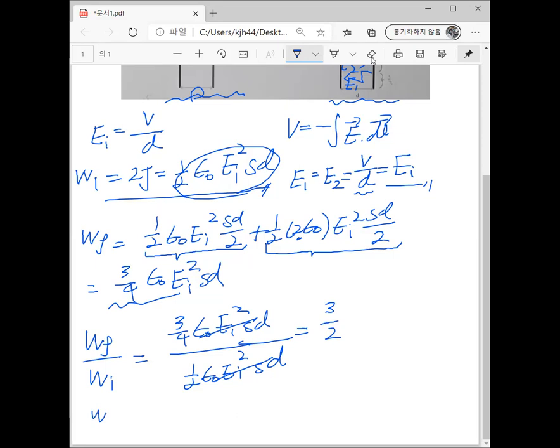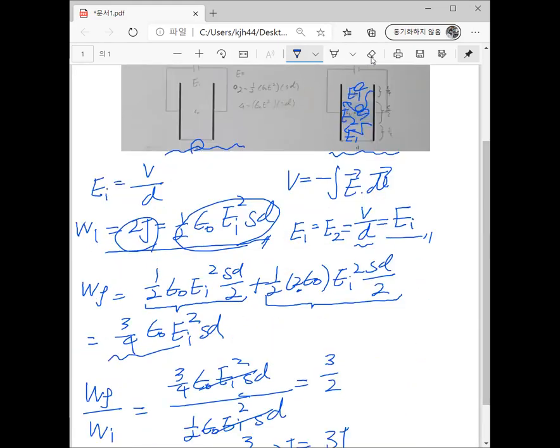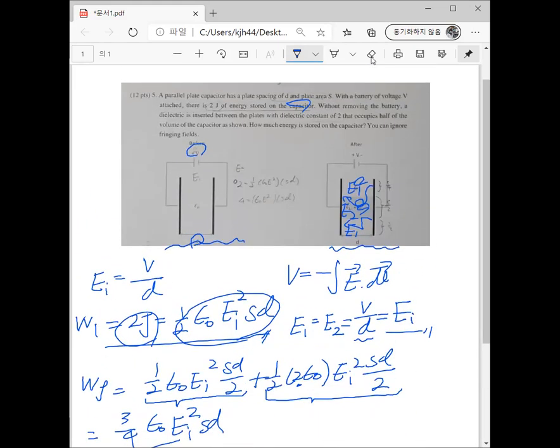So energy stored on the capacitor in final state will be 3/2 multiplied by the energy stored in the initial state capacitor. And this value, we know because it is given by the question right here, 2 joules. So if we plug in this number, the answer we were looking for would be 3 joules. This is the answer for this question, which is the energy stored on a capacitor after the dielectric is inserted between 2 plates.